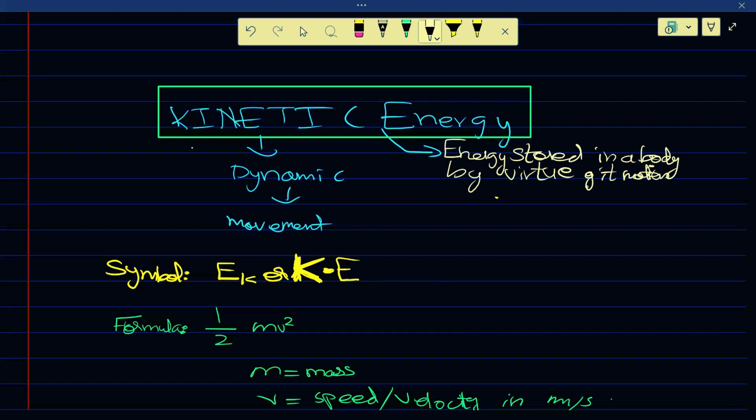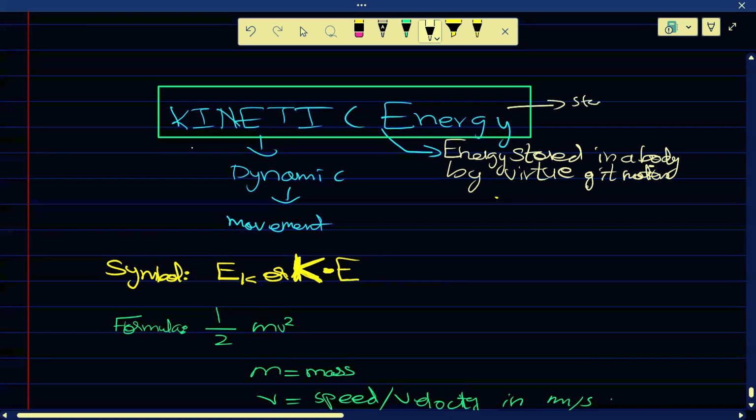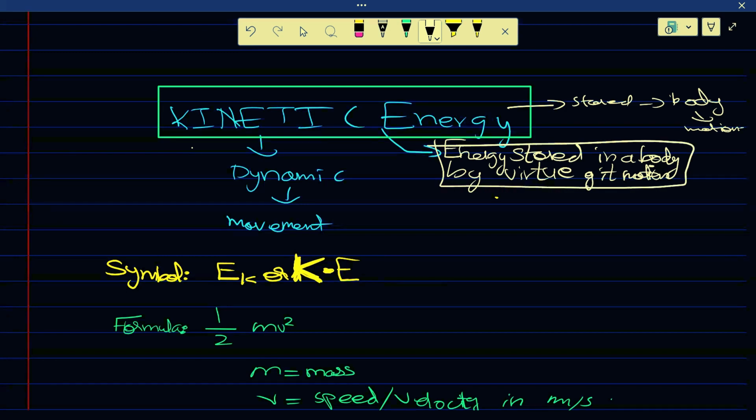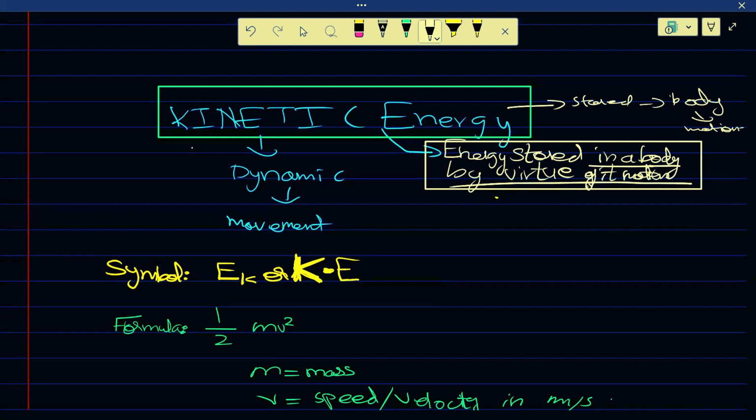The first thing is, what is kinetic energy? Kinetic energy is the stored energy in a body by virtue of its motion. This is the definition of kinetic energy. What is kinetic energy? Stored in a body by virtue of its motion.